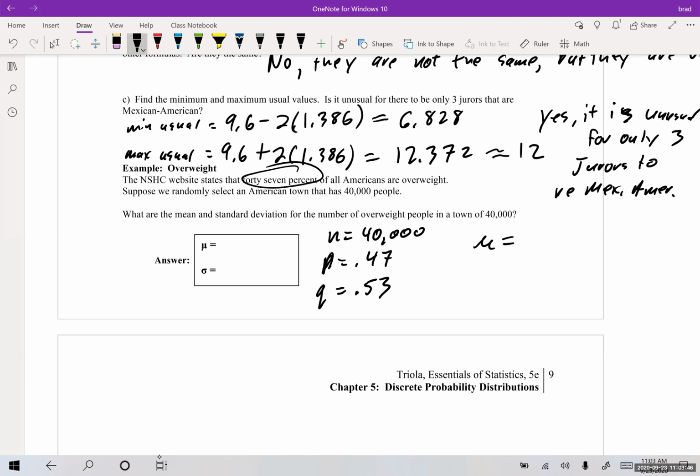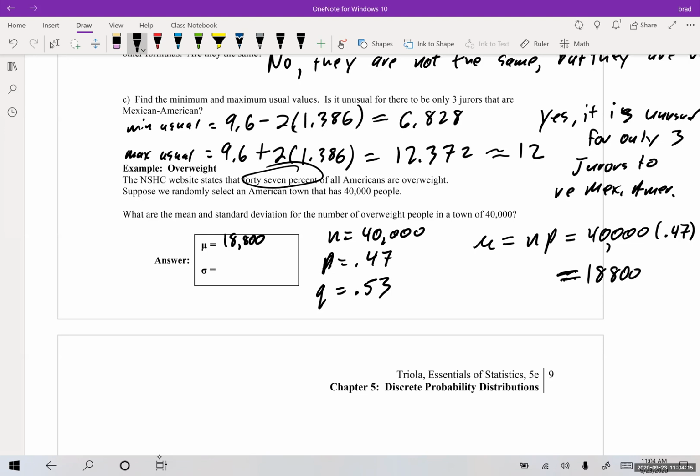So we have everything we need to find the mean. So mu is N times P. So this is going to be 40,000 times P, which is 0.47, okay? So when we type this in our calculator, let me do 40,000 times 0.47. And I get, it's not approximately, it's exactly 18,800. So our mean is 18,800, okay?